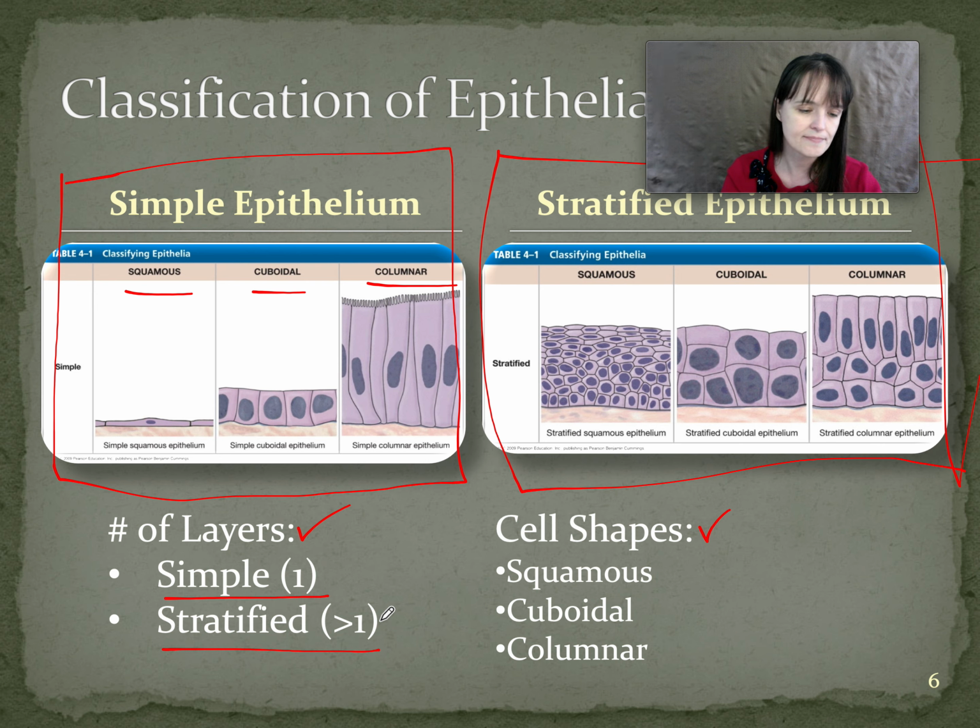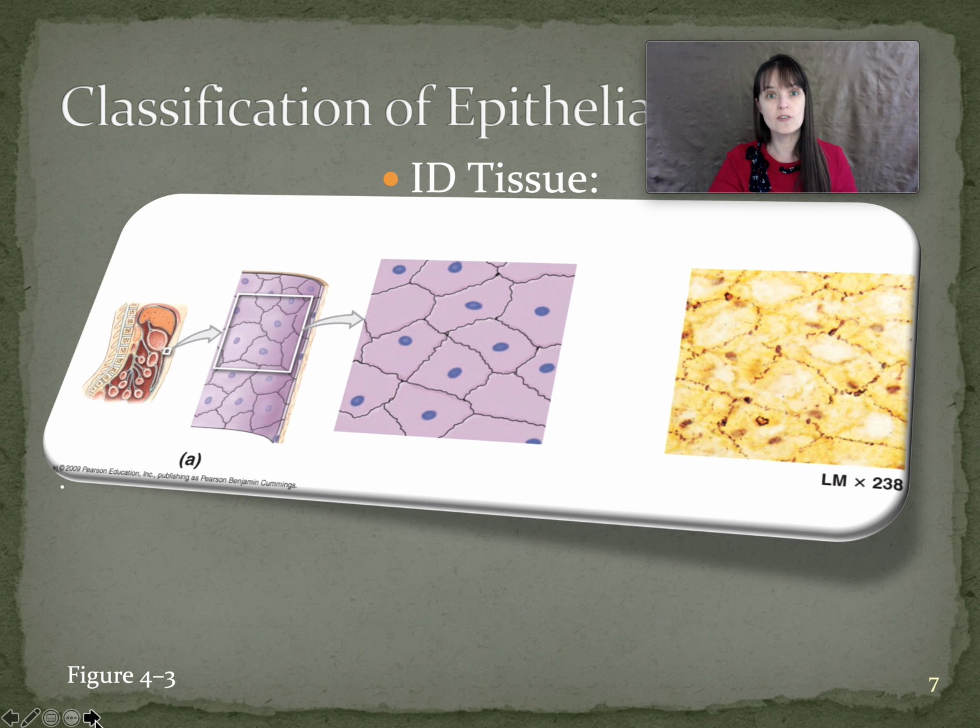So, where do you find stratified epithelia? This is more than one layer. You find them in areas exposed to mechanical or chemical stress. So the skin, which is stratified squamous epithelium, the mouth, stratified squamous epithelium, and then other places that undergo stress. Okay, so we will start the charts all together on the next video.